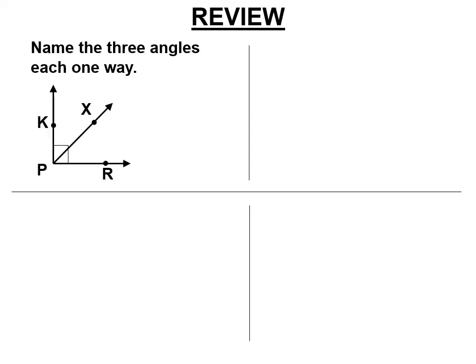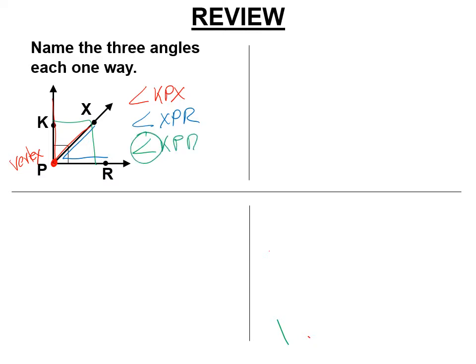So the first angle here is, we're going to call angle KPX. Could have called it angle XPK. The key is that P has to be in the middle because P is the corner, the vertex. Then we can call this angle over there XPR or RPX as long as P is in the middle. And there's one more angle here, it's the 90-degree angle. That's angle KPR. And notice this angle symbol does not tell you the size of the angle. So KPR with P in the middle, or RPK.